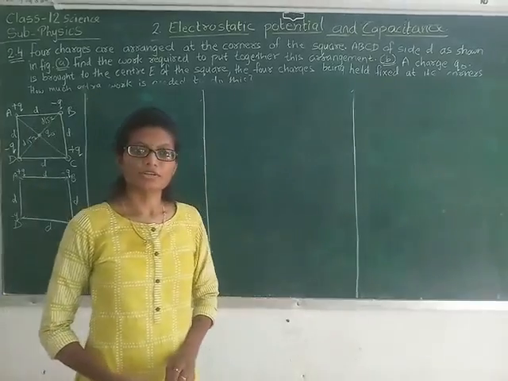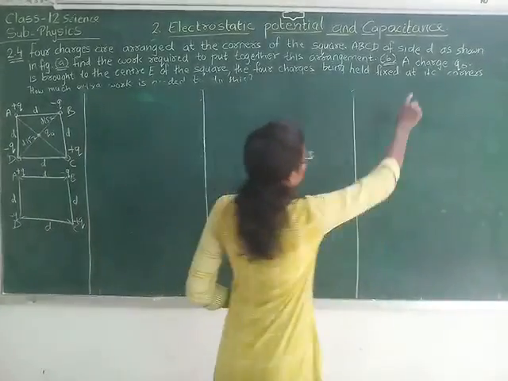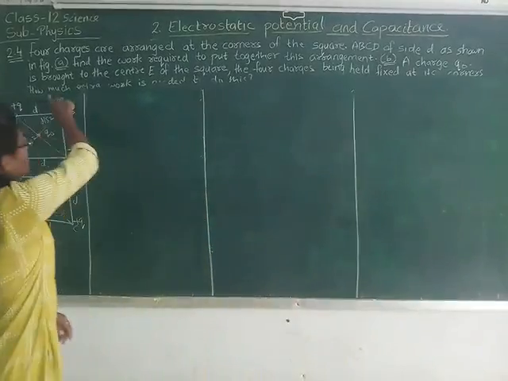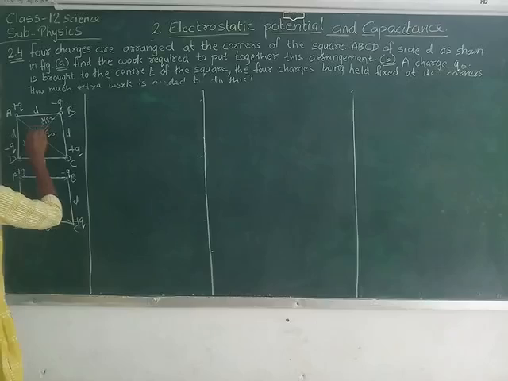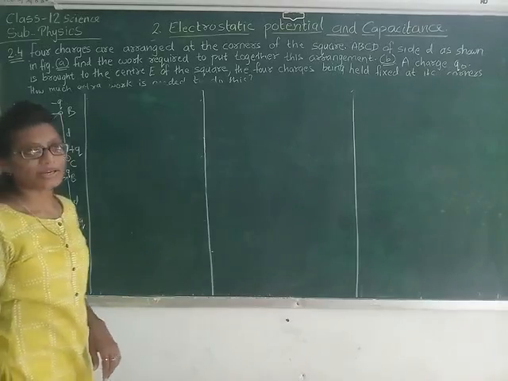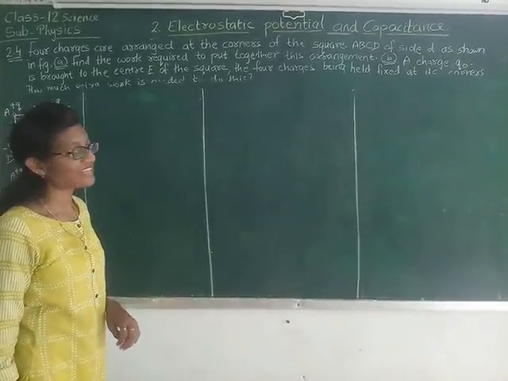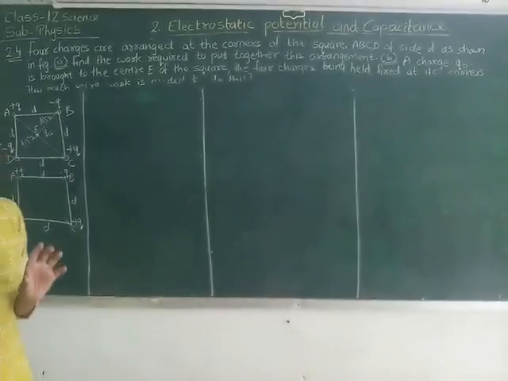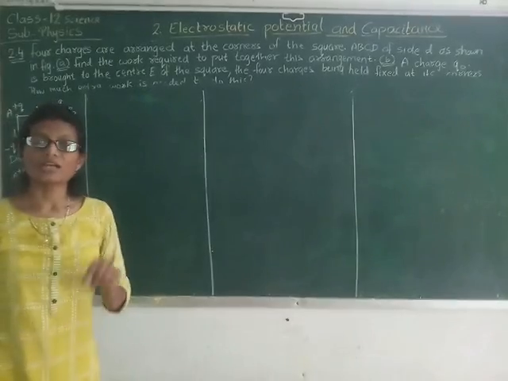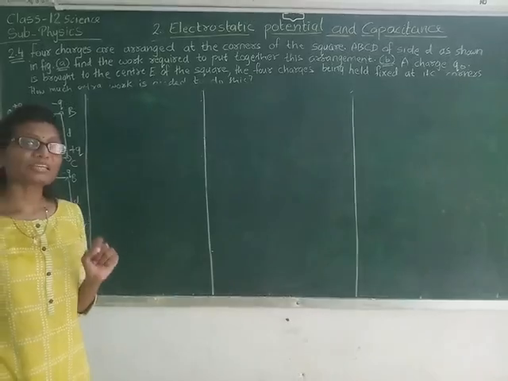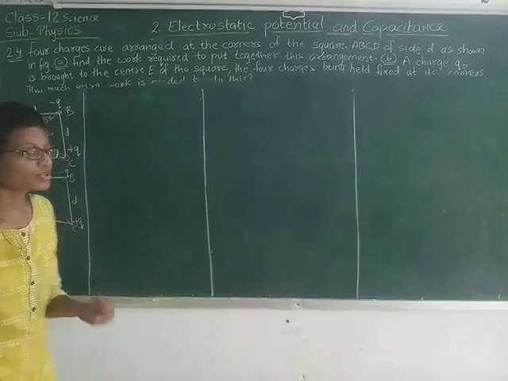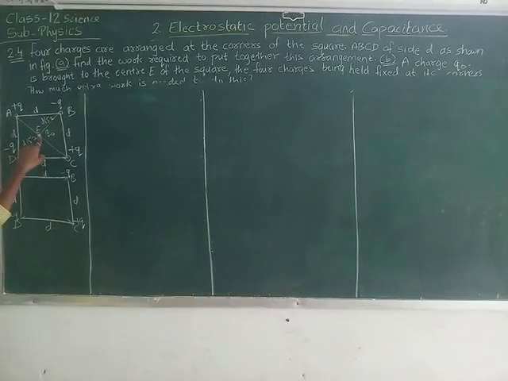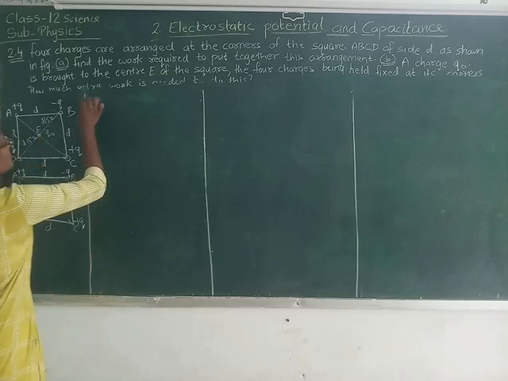Now let us see the second part of this numerical. A charge Q0 is brought to the center E of the square, the four charges being held fixed at its corners. That means these four charges, plus Q, minus Q, plus Q, minus Q, are all set at the corners of the square. Now what we need to do? We need to bring one charge, that is Q0 charge, at this center of the square, which is denoted as point E, right?